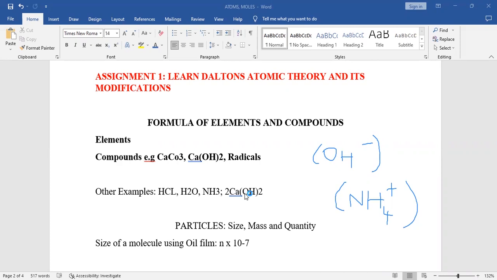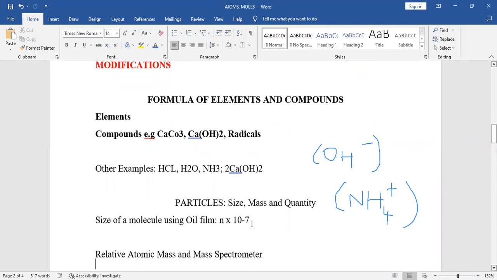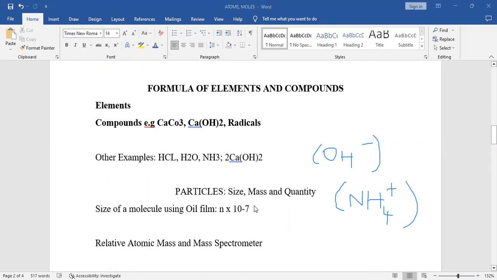It's also good to mention here that, thinking about the particles and the size of a molecule, it has been estimated from the oil film experiment to be n times 10 raised to minus 7 centimeter. That means it is very small. Where n is between 0 and 10. So like 2 times 10 to the power of minus 7 centimeter.